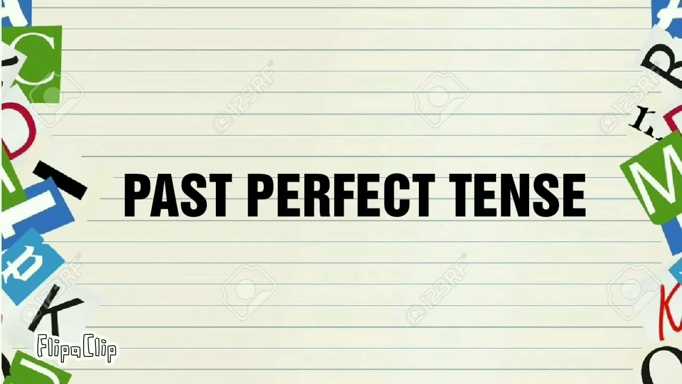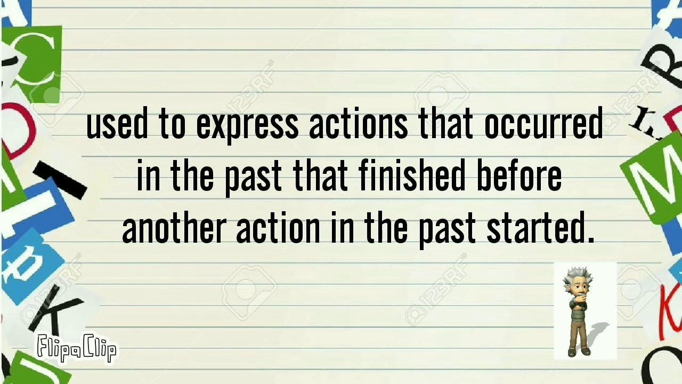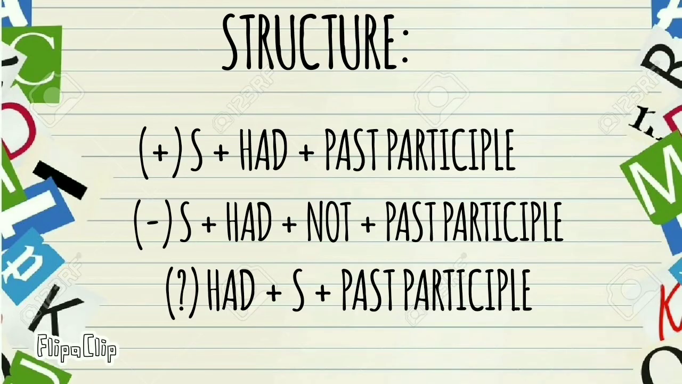Past perfect tense. Past perfect tense is used to express an action that occurred and finished in the past before another action in the past started. The structures of past perfect tense. For a statement, the formula is subject plus had plus past participle. In negative, the formula is subject plus had plus not plus past participle. For a question, the formula is had plus subject plus past participle, or verb 3.